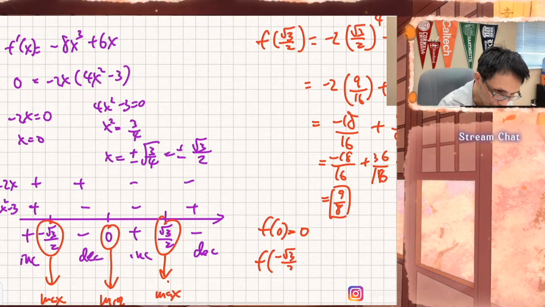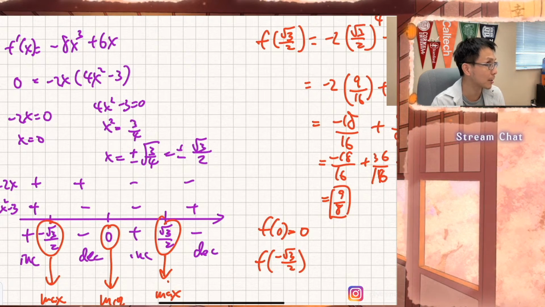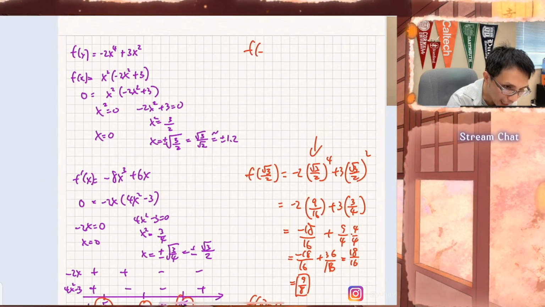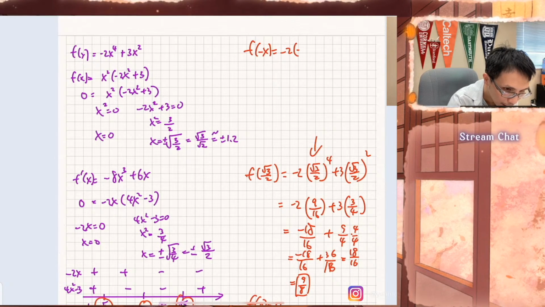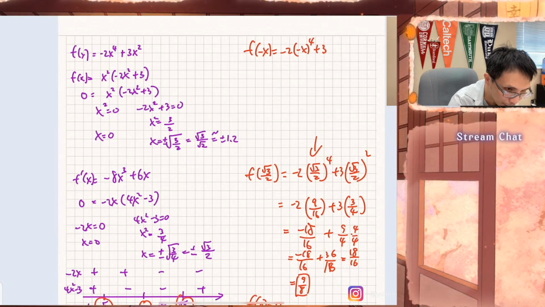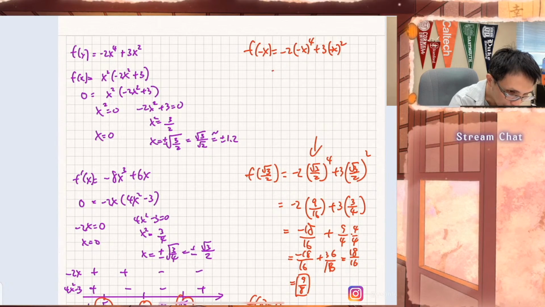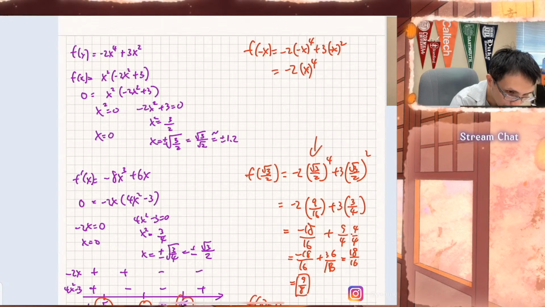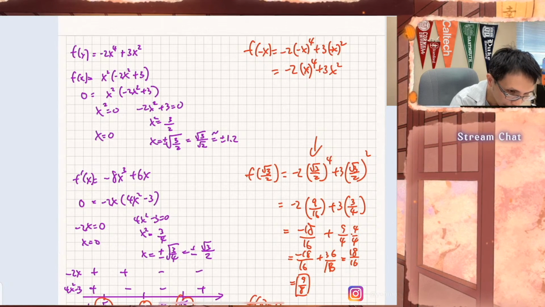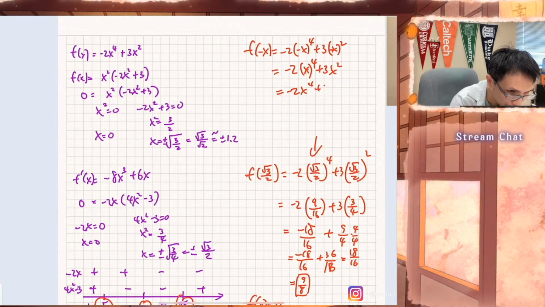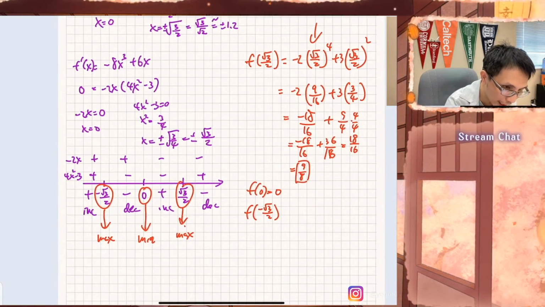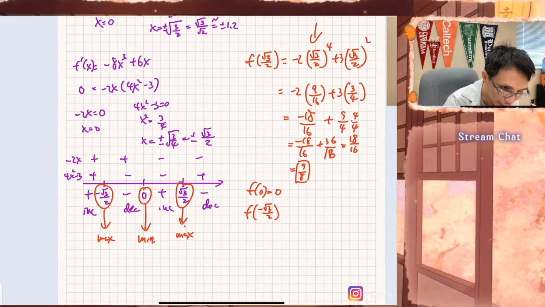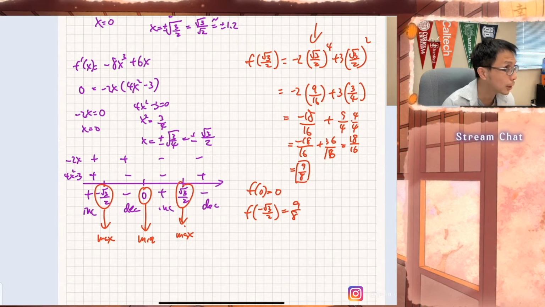And now negative square root 3 over 2, I will not do it again just because this is an even function. What I mean by even function is this. If I plug in negative x to the original function, that's going to give you x to the 4th, and this one's plus 3x squared. It basically just goes back to before. So if I plug in negative here, my answer is going to be the same. So I don't need to do extra work. 9 over 8. No extra work.